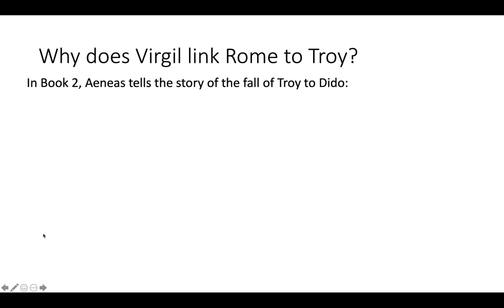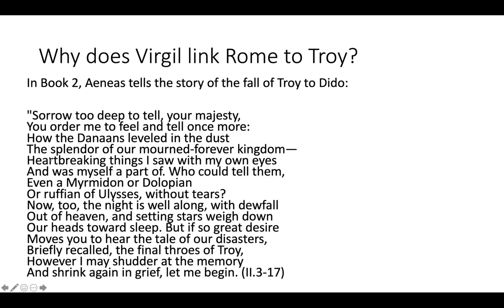Okay, why does Virgil link Rome to Troy? In Book 2, Aeneas tells the story of the fall of Troy to Dido. So think of this question: why is he doing this? Why is he linking Rome to Troy? So as I read this, this is Aeneas telling the story of Troy's fall to Dido, the queen of Carthage, who we'll meet in our reading.